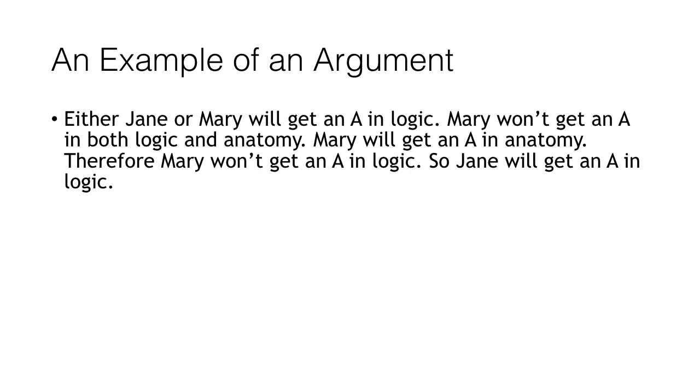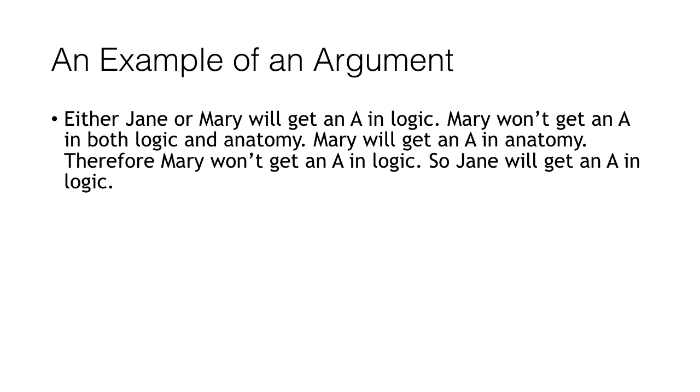Mary won't get an A in both logic and anatomy. The argument just says that, but imagine, Mary can either work really hard in one class or the other. She puts time in anatomy, she's not going to get an A in logic, right? So she'll get an A in anatomy. She's going to put the effort in her anatomy class. So she won't get the A in logic, so Jane will be the one who gets the A, right? All right.